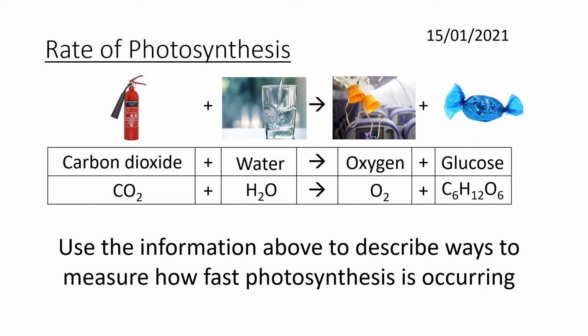So you should know the equation above is the chemical equation for photosynthesis, in which carbon dioxide and water are turned into oxygen and glucose. All you're being asked now is methods that you could use to work out how quickly that particular reaction is occurring. Pause the presentation, have a think of some answers and restart when you're ready.